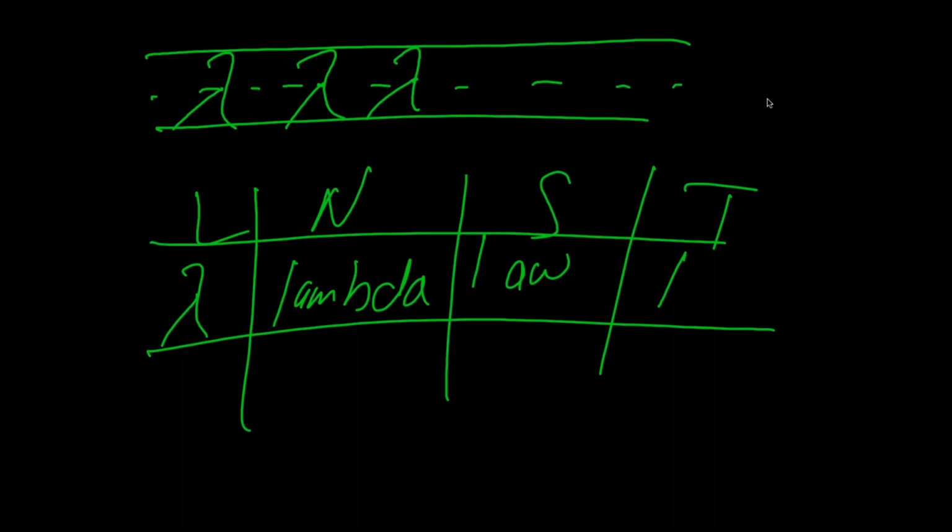The next letter is mu. Now, mu kind of looks like a U, but if you get really sloppy with it, you can see it's got the M hidden in there. So mu is the English M sound, as in mom. And the transliteration is M.